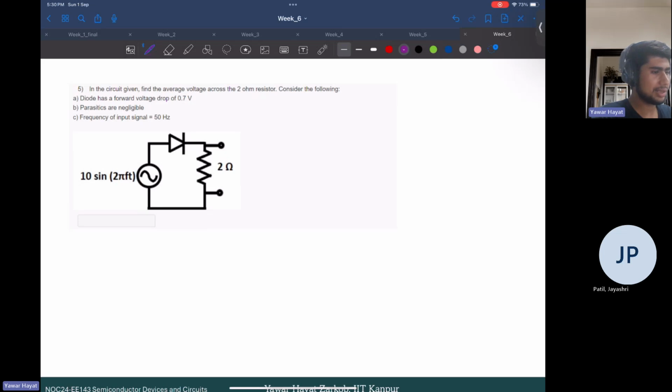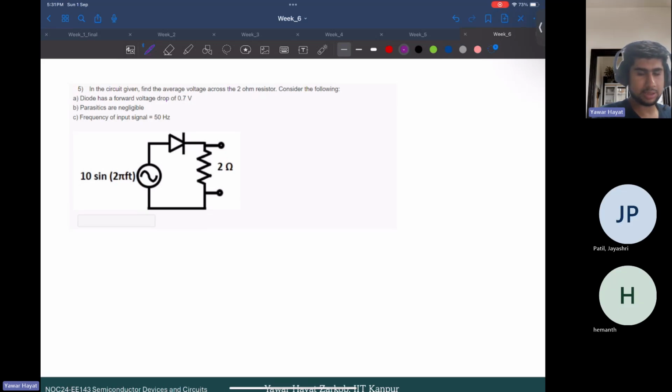The question is that in this given circuit, we need to find the average voltage that appears across this 2 ohm resistor. We consider the following: the diode has a forward voltage drop of 0.7 volts, parasitics are negligible, and the frequency of the input signal is 50 hertz. So please compute the average voltage across the 2 ohm resistor.